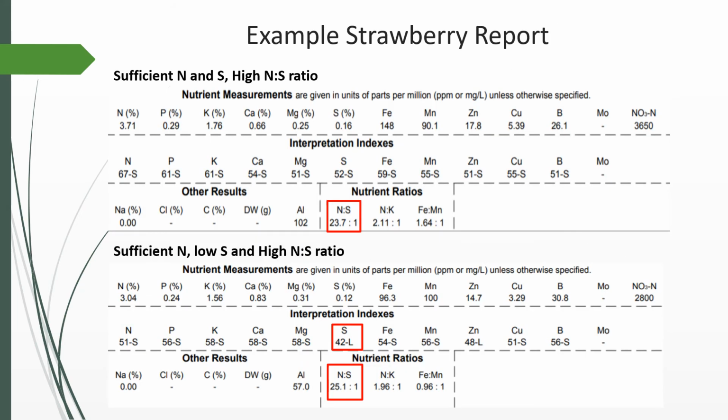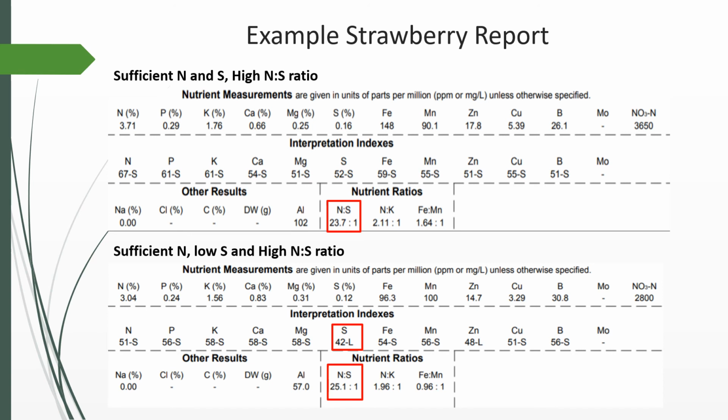Now we will go over some example strawberry reports that look at the nitrogen to sulfur ratio. The first example shows that nitrogen and sulfur are sufficient. As you can see, nitrogen has an index of 67 and sulfur has an index of 52. However, the nitrogen to sulfur ratio is high at 23 to 1. This situation can occur, and the correction is to apply 1 to 2 pounds of sulfur an acre to balance the nitrogen to sulfur ratio. If Epsom salts are used, which is 14% sulfur, 7 to 14 pounds per acre will supply the 1 to 2 pounds of sulfur that is needed. You will continue to submit tissue samples every couple of weeks to monitor the response.